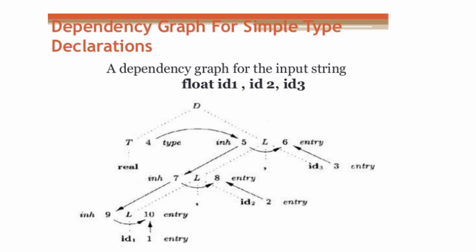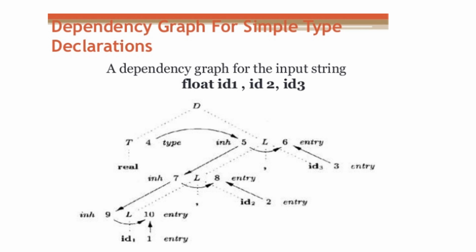Take one example: float ID1, comma ID2, comma ID3. For this, we have drawn the annotated parse tree based on the productions which you have seen before. D is a declarative statement and it has T and L as child nodes. Since it's a float, we represent it by real. Then identifier 1, identifier 2, identifier 3, all separated by commas. So L tends to L comma ID, the list of identifiers separated by commas, and L tends to ID is the last production.